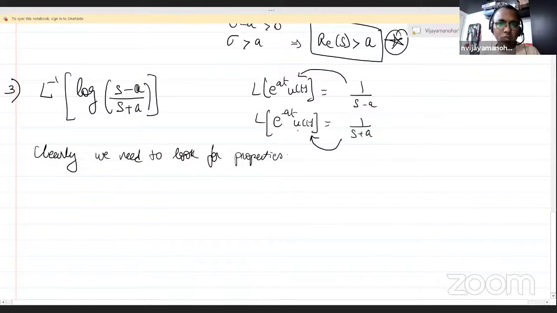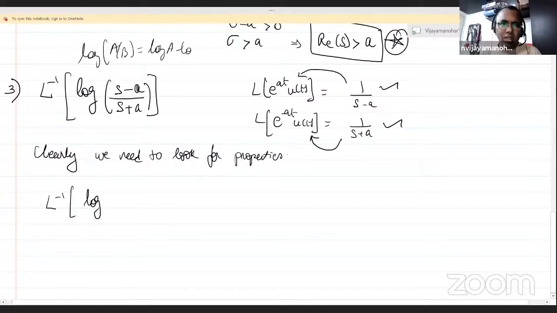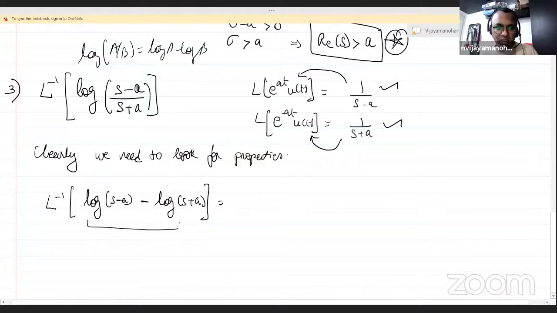Suppose I have 1 by s minus a and 1 by s plus a, I know how to calculate this. Now, how can I get 1 by s minus a and 1 by s plus a from this? Let's see. Log of a by b can be written as log a minus log b. So I can write this as log of s minus a minus log of s plus a. If I differentiate log, I will get this. Correct? So let me call this f of s.